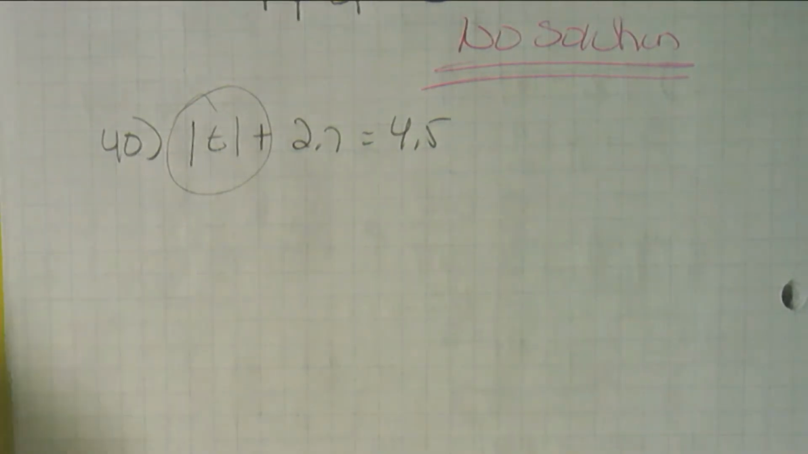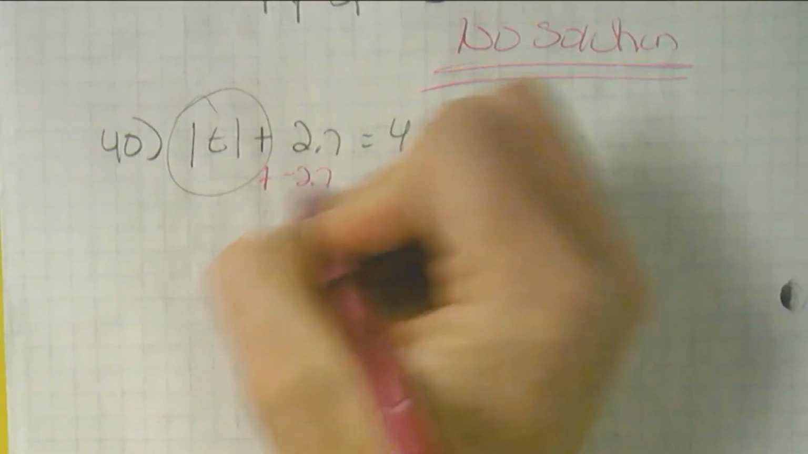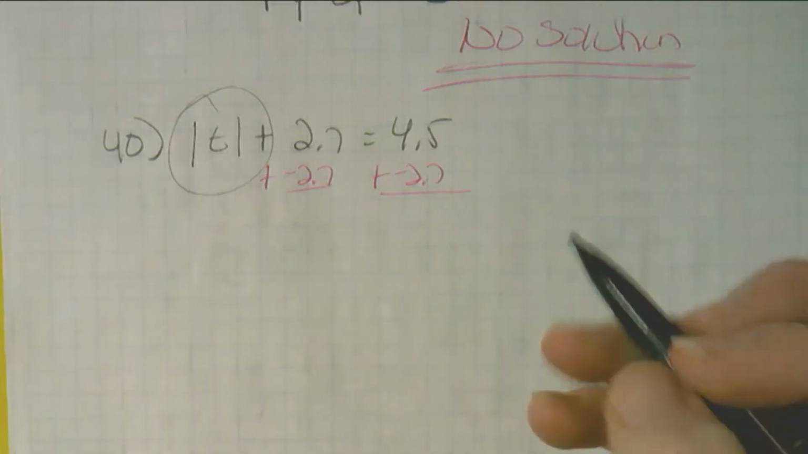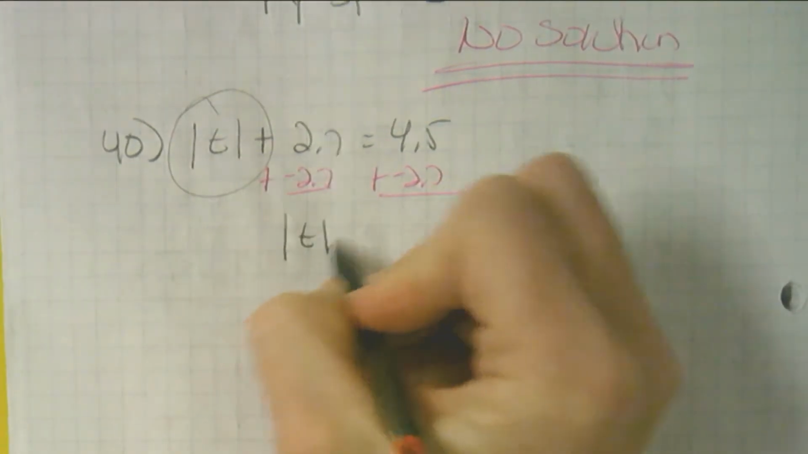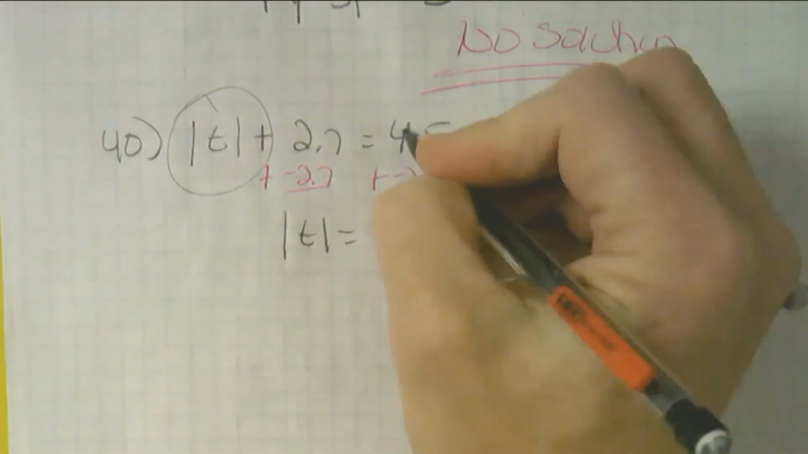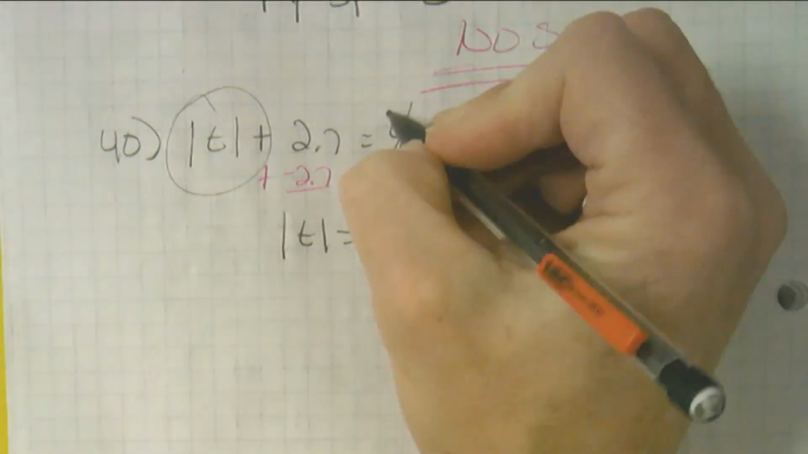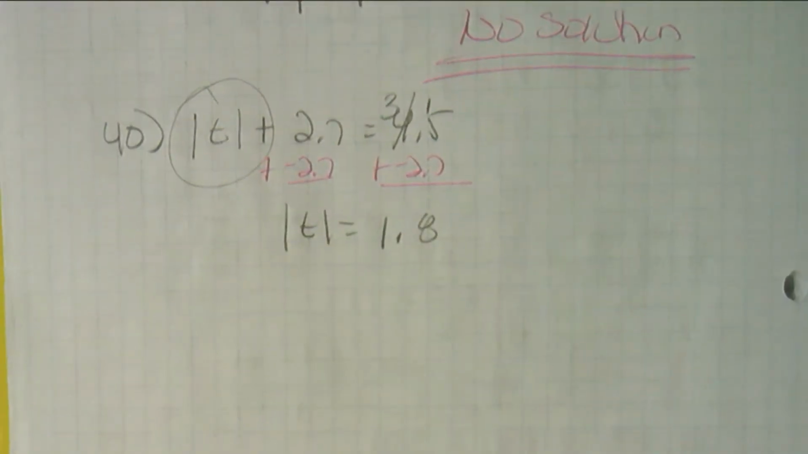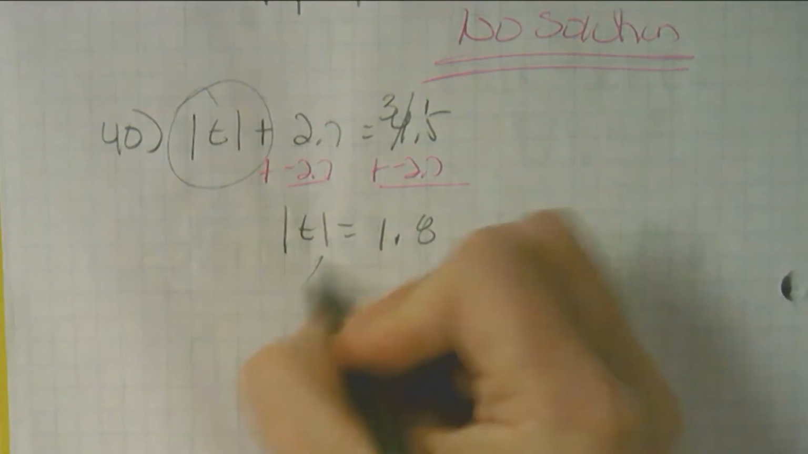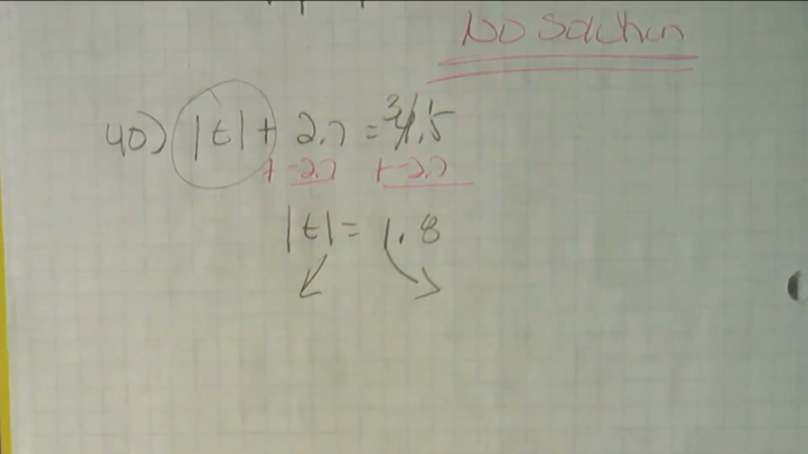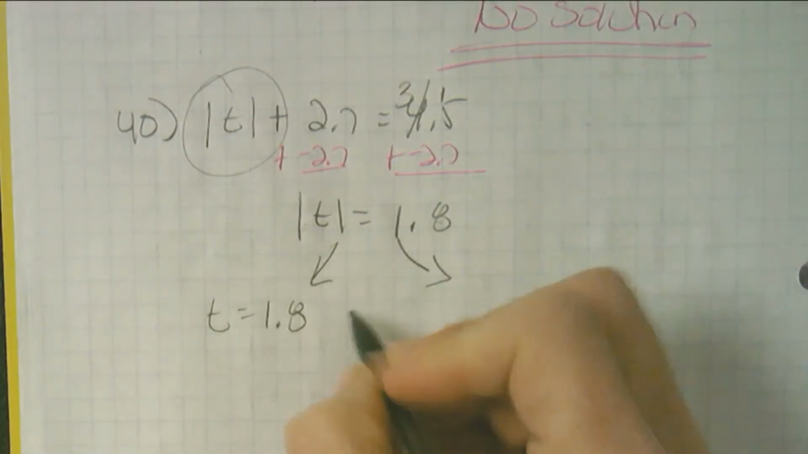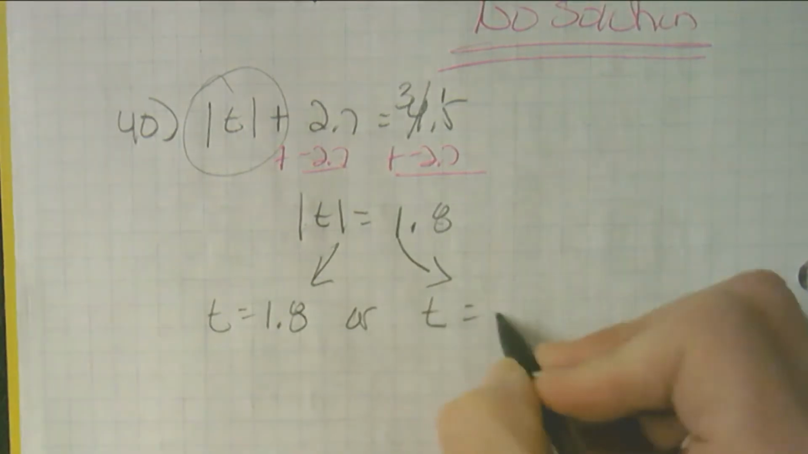Peter? Yes. I'm going to add a negative 2.7 to both sides. So I end up with the absolute value of t is equal to, well, I have the bigger minus the smaller, so I'm going to borrow here. So that's going to be 8, that's going to be a 1. So I have 1.8. Now I split this, because the absolute value is by itself. I have t is equal to 1.8, because that's exactly what that says, or t is equal to a negative 1.8.